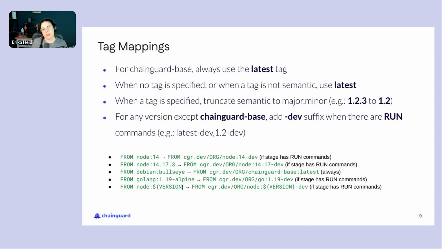So there are a few examples there. For instance, FROM node:14 will be converted by default to cgr.dev/org, the org is a placeholder, we'll talk about that in a moment. It will be converted to node:14-dev if the stage has RUN commands. If not, it would be just node:14 in the Chainguard registries. There are a few other examples, but in general, the dev suffix is only used when there are RUN instructions, for instance, installing a package or running a command to add a user, things like that, that require elevated privileges.